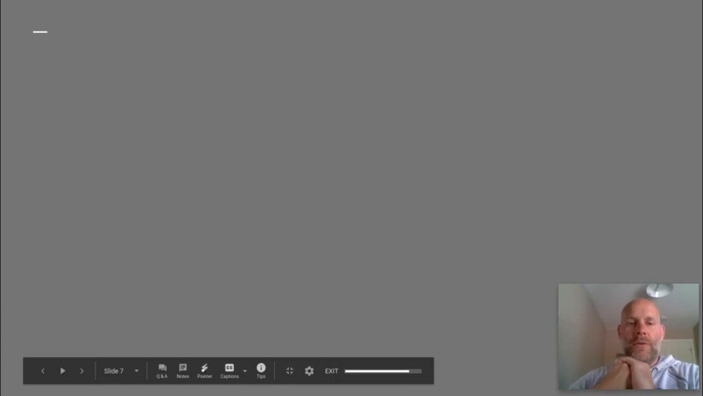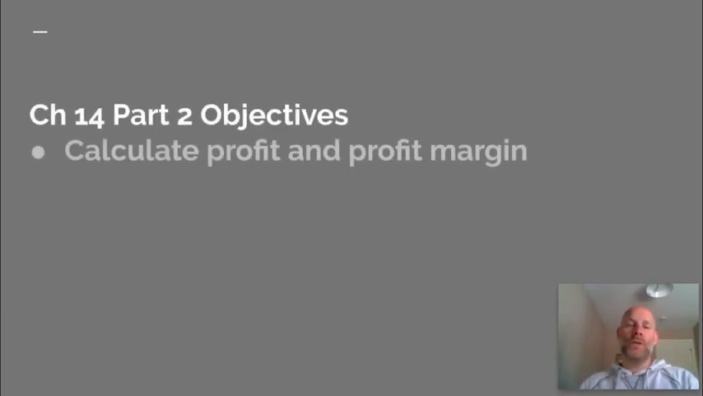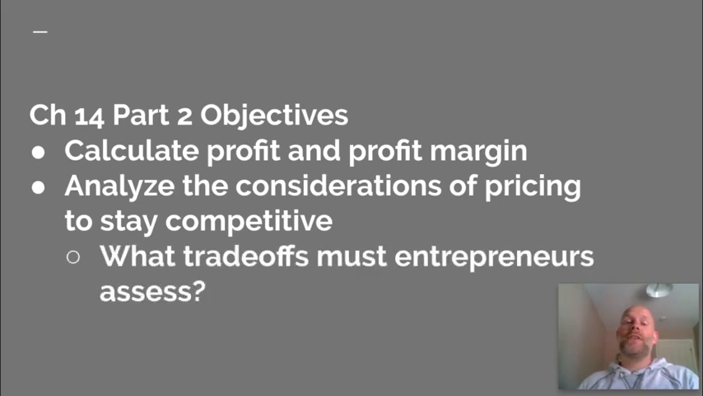So today we're going to get back into talking about EOU, economics of one unit, and competitive pricing. So we're on chapter 14, part 2. What are our objectives for 14, part 2? By the end of this chapter, you're going to be able to calculate your profit and profit margin, and also analyze the considerations of pricing to stay competitive. So specifically, what are the trade-offs that entrepreneurs face when they're considering price changes?